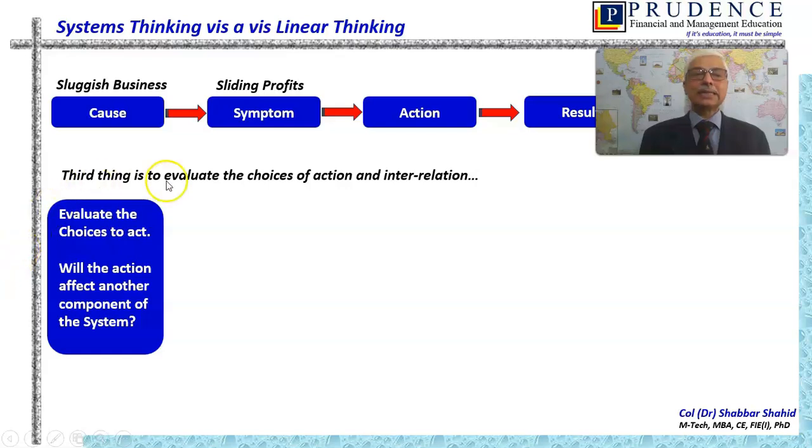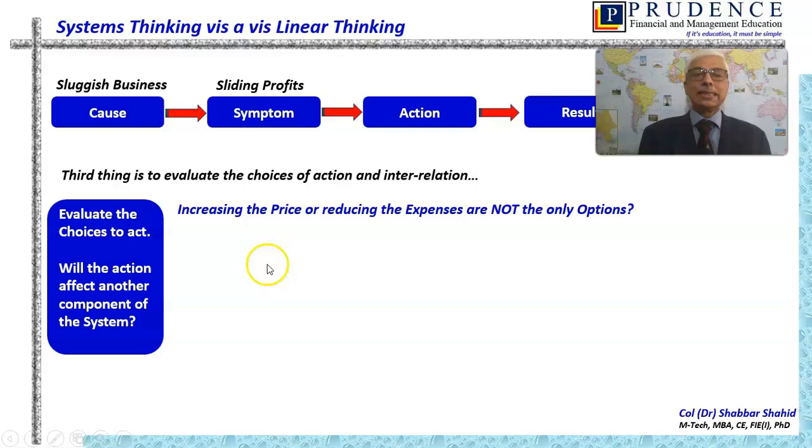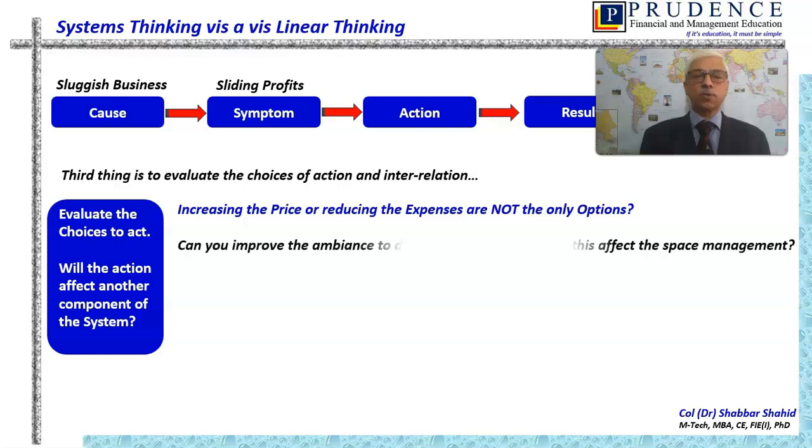All right. And the third thing is that you will try to evaluate what are the choices of action that you have and what is the interrelationship among those choices with the symptoms. For example, let us say that increasing the price or reducing the expenses are not the only options available to you. There are other things which you have not thought of. Can you improve the ambience to draw more customers? Can you make your shop more lively, more healthy looking to draw more customers? But then you will have to evaluate whether this will affect the space management. It should not happen that you try to improve the ambience and in the bargain you reduce the space available for the customers. It shouldn't happen like that.